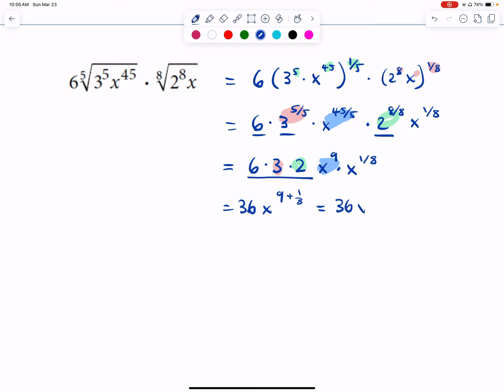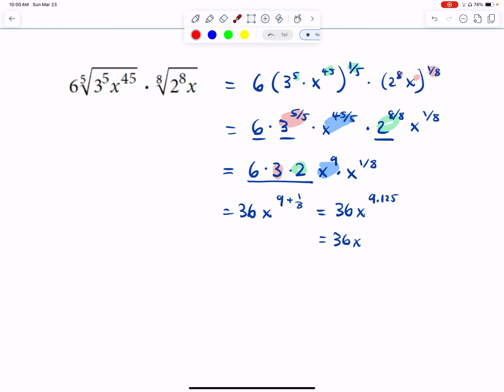All right, let's continue to simplify here, and then we are almost done. So 36 will stay, x to the, and this is basically a mixed number. This mixed number, you can turn into a decimal if you want to. If you turn it into a decimal, it looks like this, 9.125. Or if you prefer, 36x to the, let's see, I would multiply 8 times 9 to get 72, plus one more is 73. 73 over 8. Either one of those.